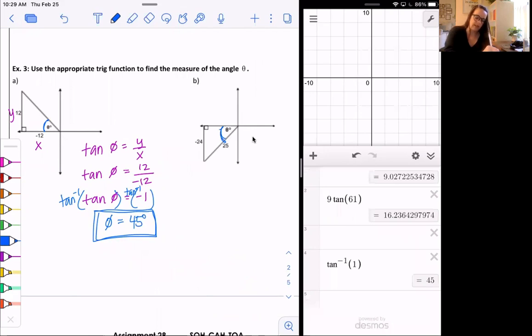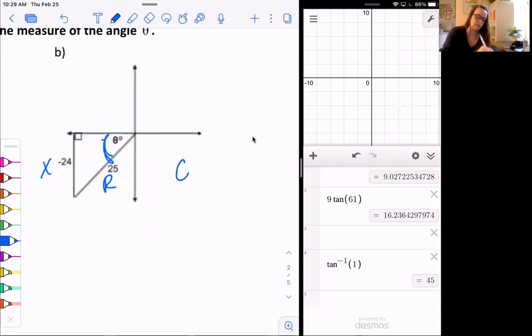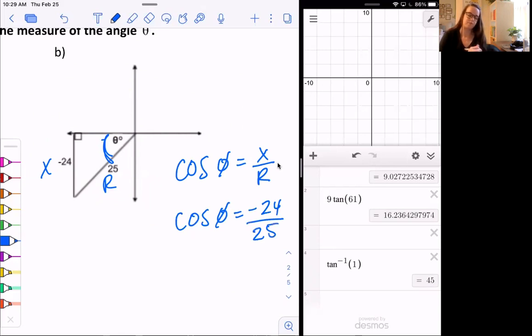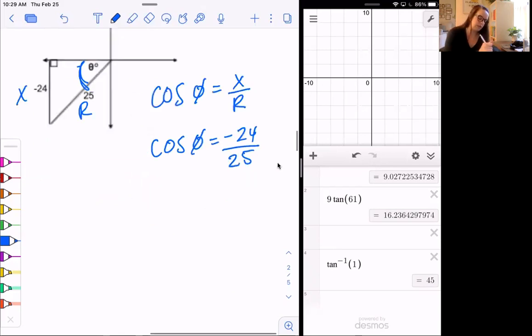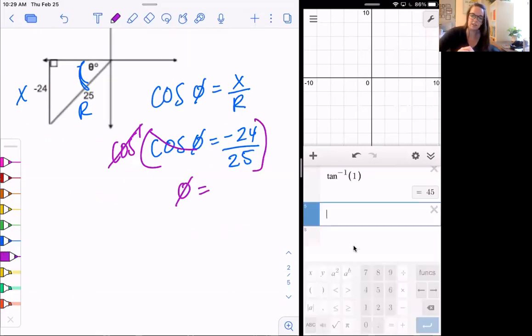In this case, I have X and R. So I'm going to be using cosine. So I have cosine of theta is negative 24 over 25, like so. I'm going to use the cosine negative 1 to get rid of that, leave me with just theta. And then I'm going to go to my calculator.